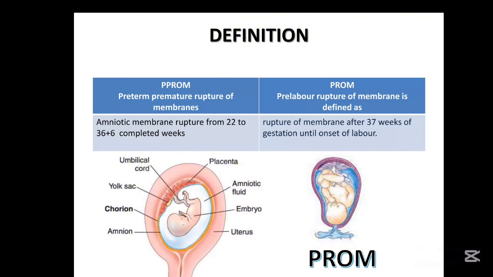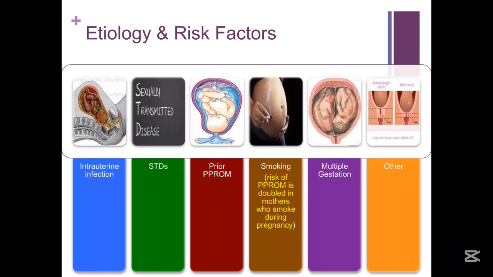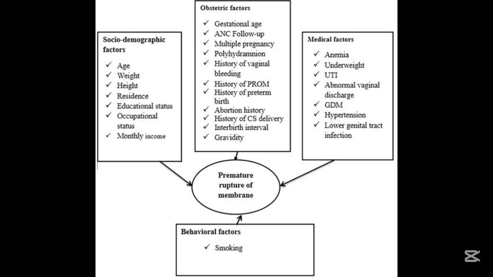So what are the etiological factors or the causes? The causes can be multifactorial, and the common ones being, 1. Infection. Infections such as bacterial vaginosis, chlamydia, gonorrhea, streptococcus group B, or UTIs can weaken the membranes. We also have factors such as mechanical stress, due to things such as multiple pregnancy or polyhydramnios where there is excess amniotic fluid, or cervical incompetence causing mechanical stress, thereby leading to PROM.